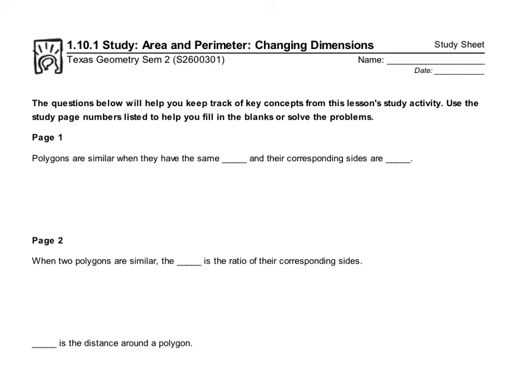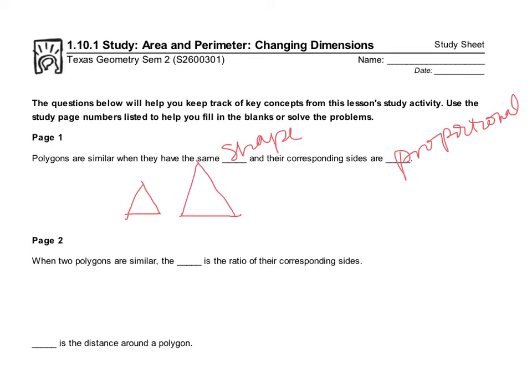All right, so we're talking about similar polygons, and polygons are similar when they have the same shape and their corresponding sides are proportional. So that means, for example, if you had a triangle and then you had a triangle with the exact same shape, just a little bit bigger, they would be similar.